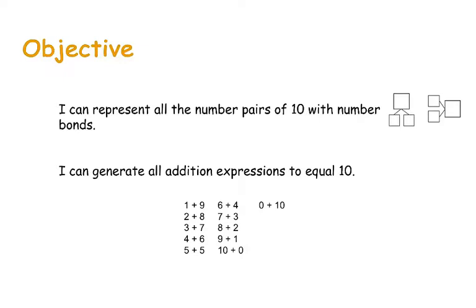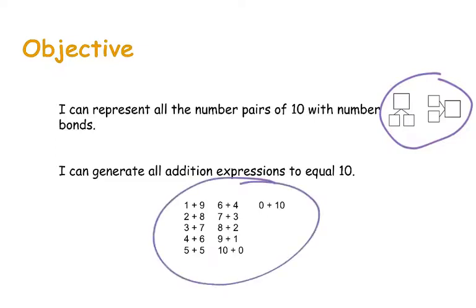So our objective is I can represent all the number pairs of 10 with number bonds, and I can generate all addition expressions to equal 10. So we're going to find all the ways to make 10, and we're going to show that in a number bond and an expression.